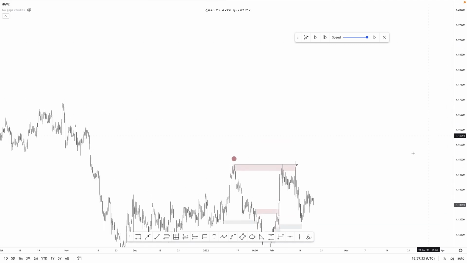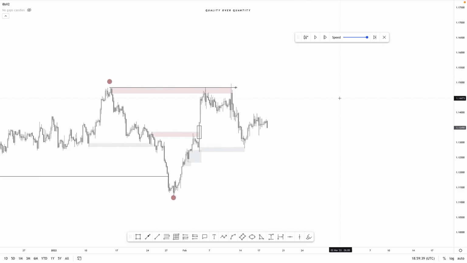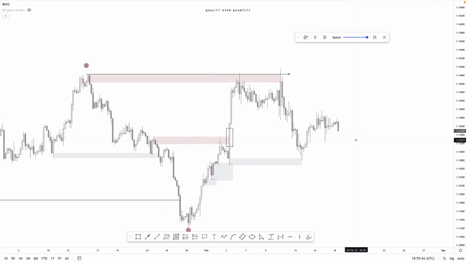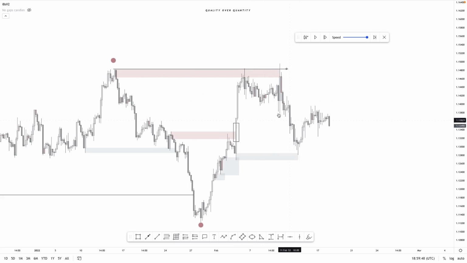So at the moment, higher time frame direction is not very clear. We have a case to go short, and we also have a case to go bullish. But now let's pay attention to the details. Okay, so let's start with the bullish case.